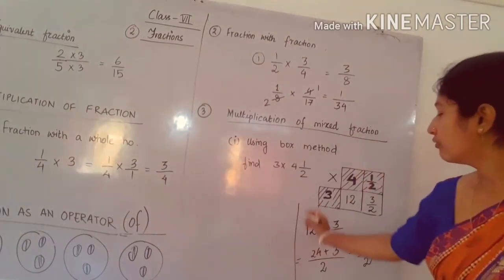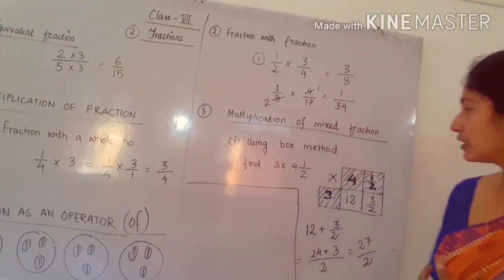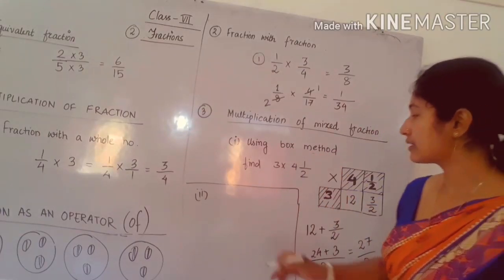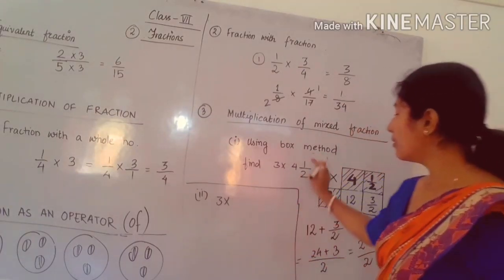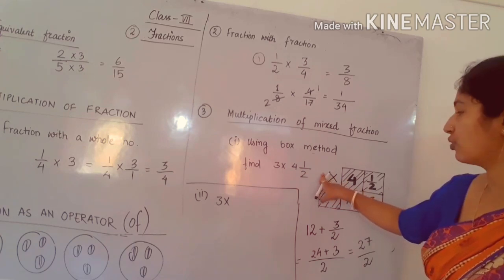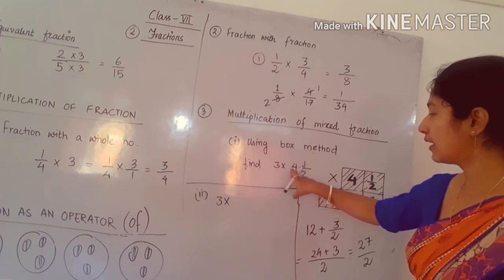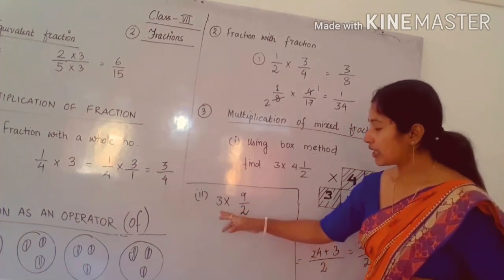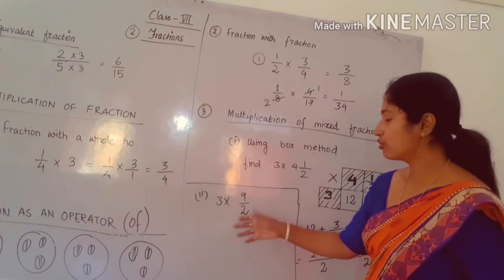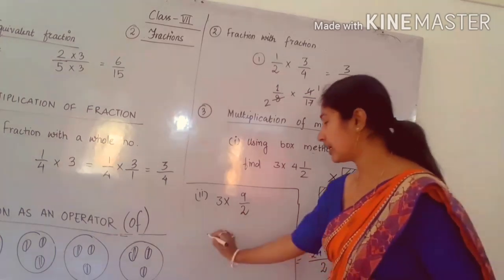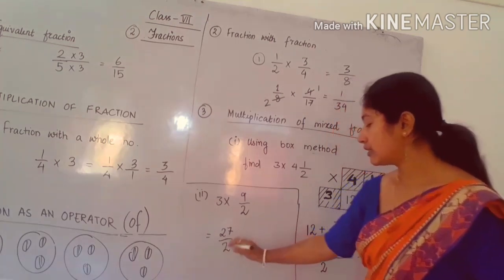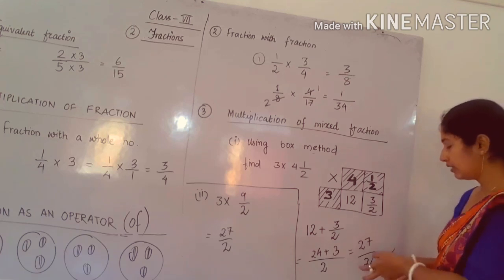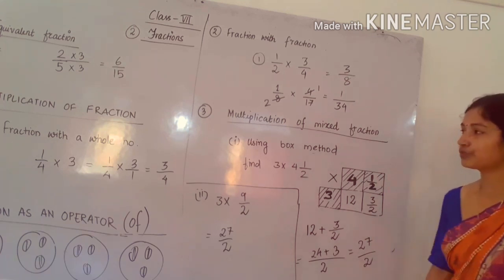And you can do it with simple multiplication also. How to do with simple multiplication? See the second point. This was the first point using box method, and the second is just convert the mixed fraction into improper fraction. So it will be what? 2 4s are 8, 8 plus 1 is 9. So it will be 9 by 2. Next, see, here it is what? Multiplication of a whole number with a fraction. So multiply the numerator and denominator, you will get the answer. So 27 by 2. The answer will be the same. This is the new method, that you can multiply with the help of box method also.